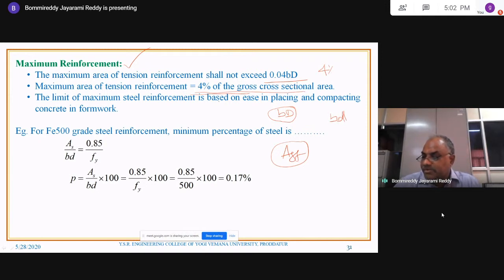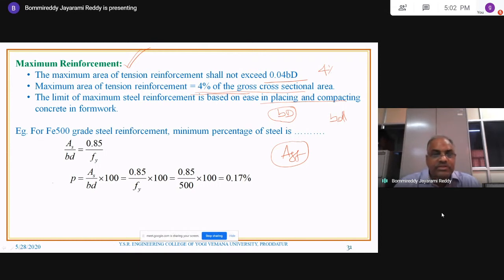Why has the maximum steel reinforcement been limited? The major problem is placing of concrete, and compaction of the concrete between the bars is difficult. If too much reinforcement is provided, then placing and compaction of concrete are difficult. Formwork is also difficult. That's why the code has given the maximum limit of the reinforcement.